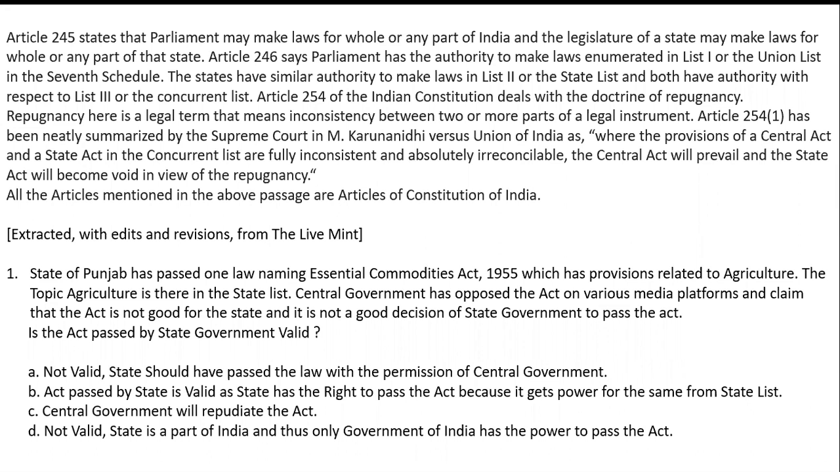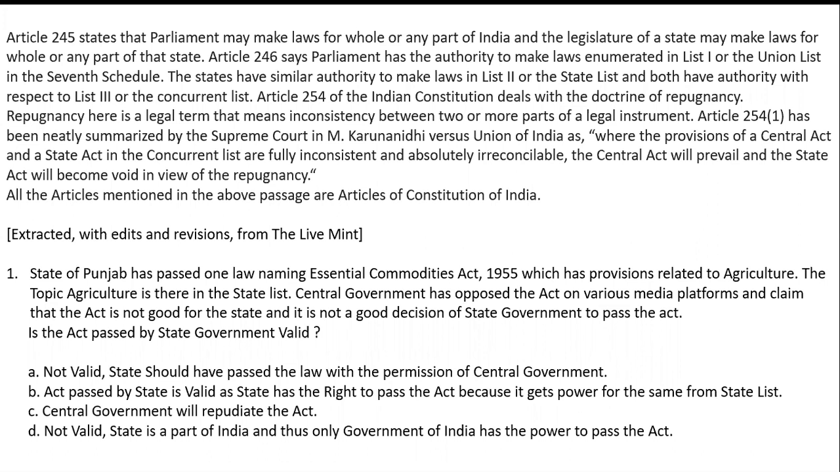Moving on to option B. Option B states that the act passed by the state is valid as the state has the right to pass the act because it gets the power for the same from the state list. So this answer sounds correct, but let's check the other answers also.